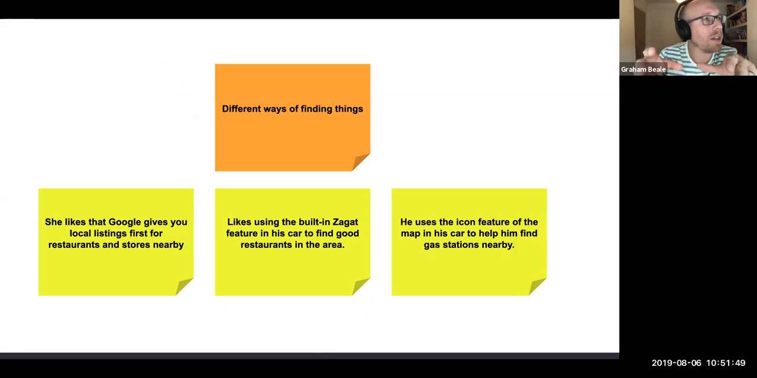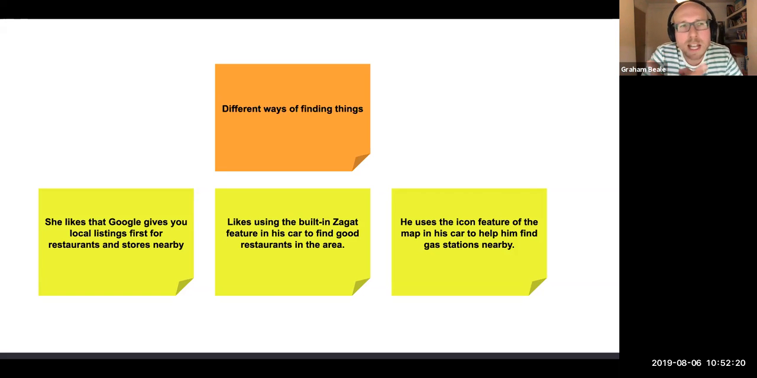The insight on these cards is often suggested by the group, and really you're trying to find a label which fits all the range of options there. So we've got some cards here. She likes that Google gives you local listings for restaurants and stores nearby. She likes using a built-in Zagat feature in his car to find good restaurants in his area. He uses the icon feature of the map in his car to help him find gas stations nearby.